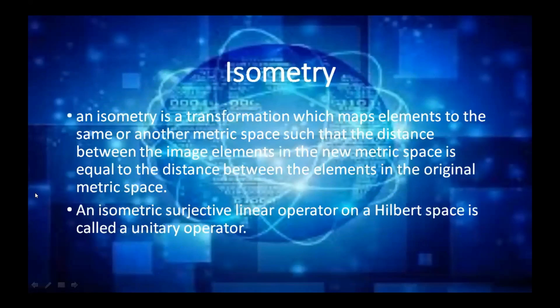Then it comes to isometry. Isometry is a transformation which maps the elements of one metric space to another metric space. It means elements can be mapped from one metric space to another metric space in such a way that the distance between these elements stays the same.